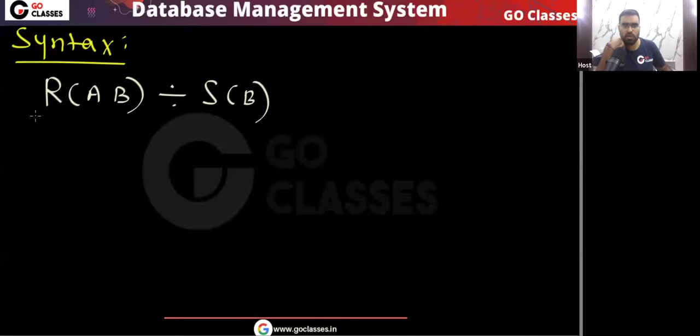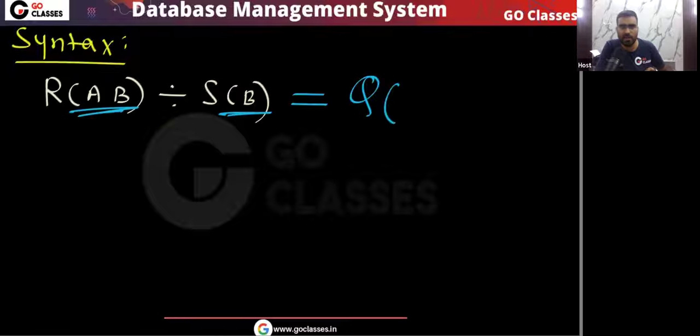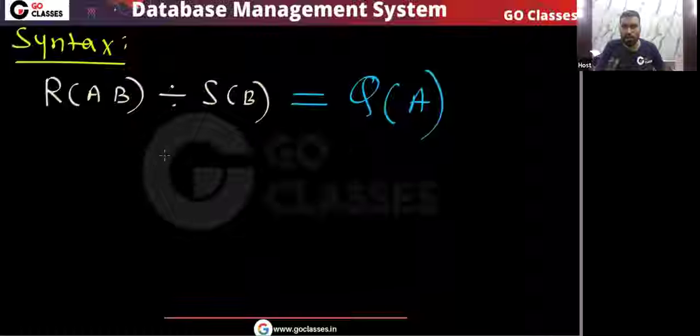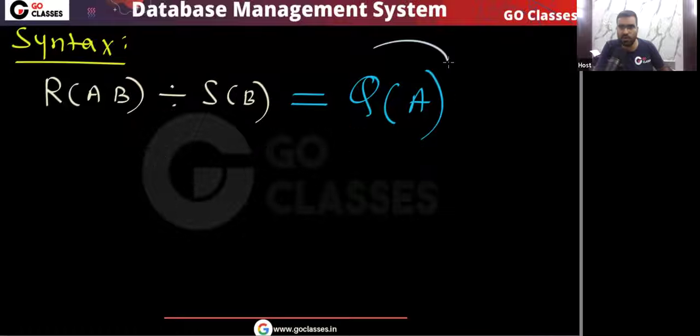Is this clear? So you can see R(A, B) and S(B). This is perfectly fine. So this is the syntax, very simple. Now, the output will be a table with only A. You are dividing AB by B, and the output will have only this A. Now, what will this output contain? This will contain those values of A which pair with every value of S.B in R.